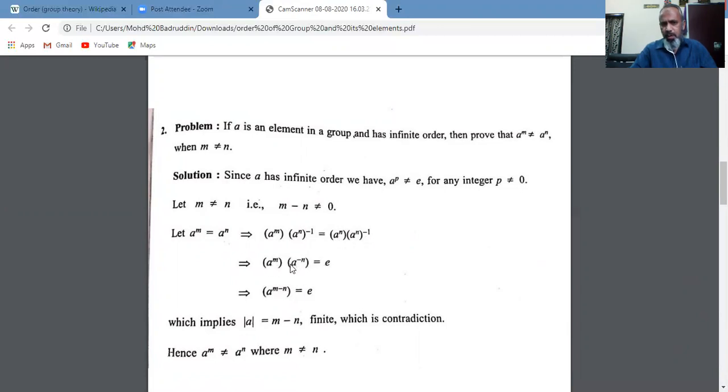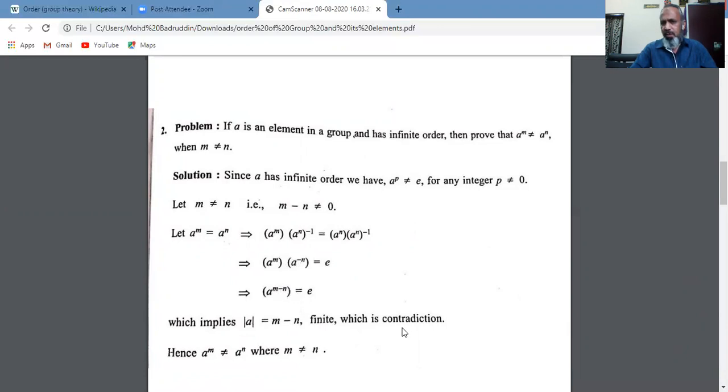So a to the power m minus n, by the laws of indices we can write it as a to the power m minus n. And what is this? This is nothing but the product of a to the power n and a to the power n inverse. So a to the power n is the element and it is the inverse of a to the power n. So we get the identity element. So a to the power m into a to the power minus n is equal to the identity element, which implies a to the power m minus n is equal to the identity element, which means that m minus n is finite. So the order of A is m minus n.